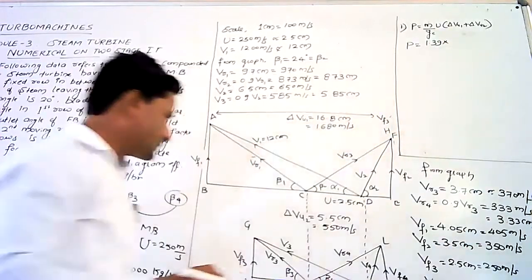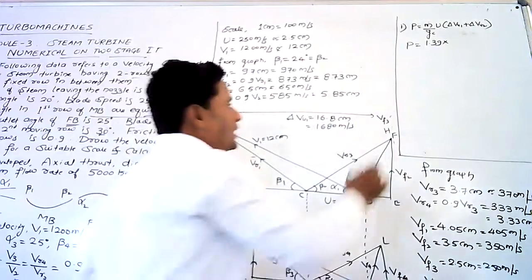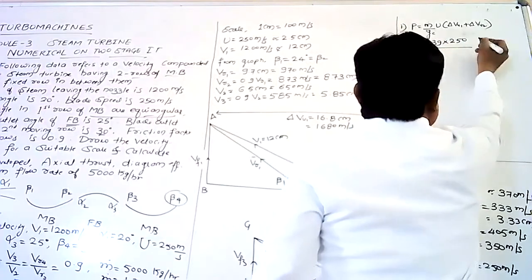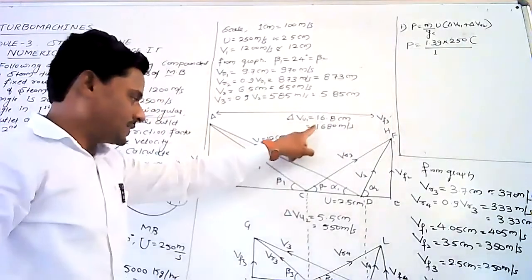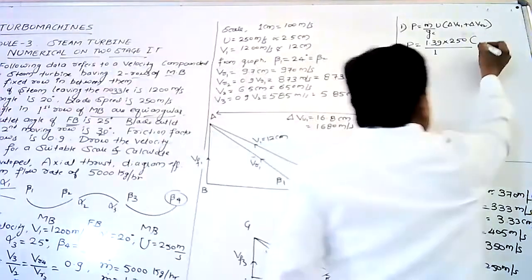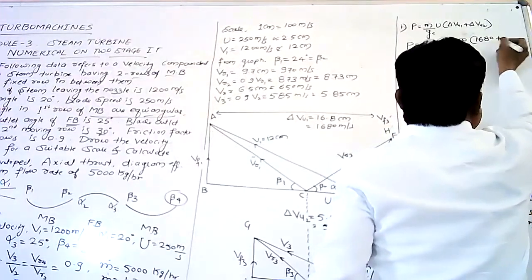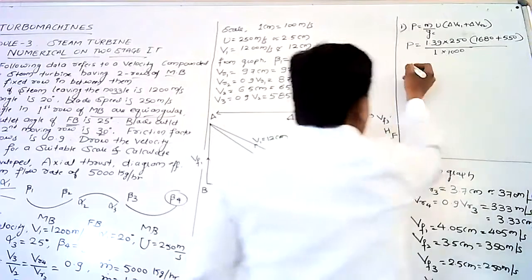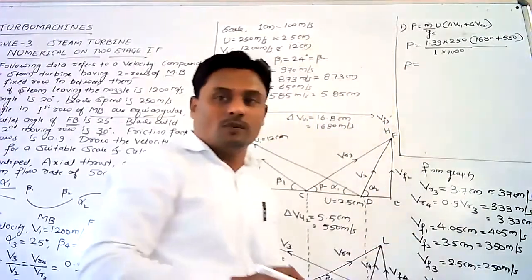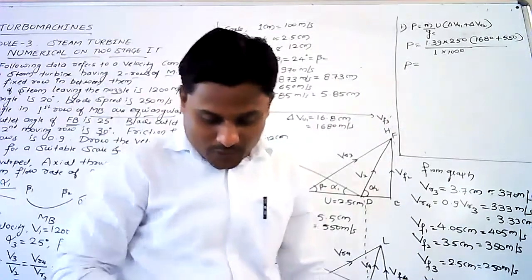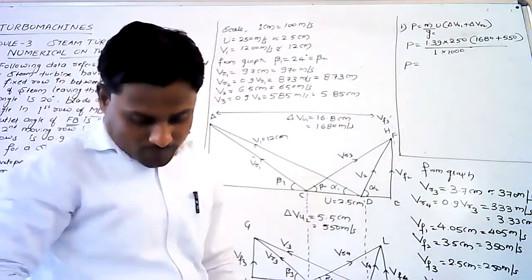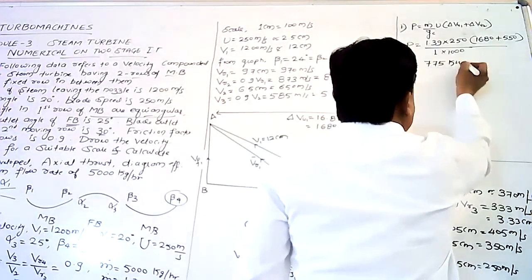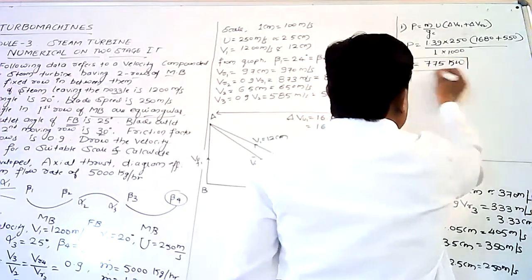into U, what is the value of U? It is 250 meters per second, divided by Gc, which is 1. Delta Vu1 is 1680, delta Vu2 is 550. So divide by 1000 to get the power in kilowatts. Upon solving this, the expected value for power P is 775 kilowatts. So this is the answer for the first bit.